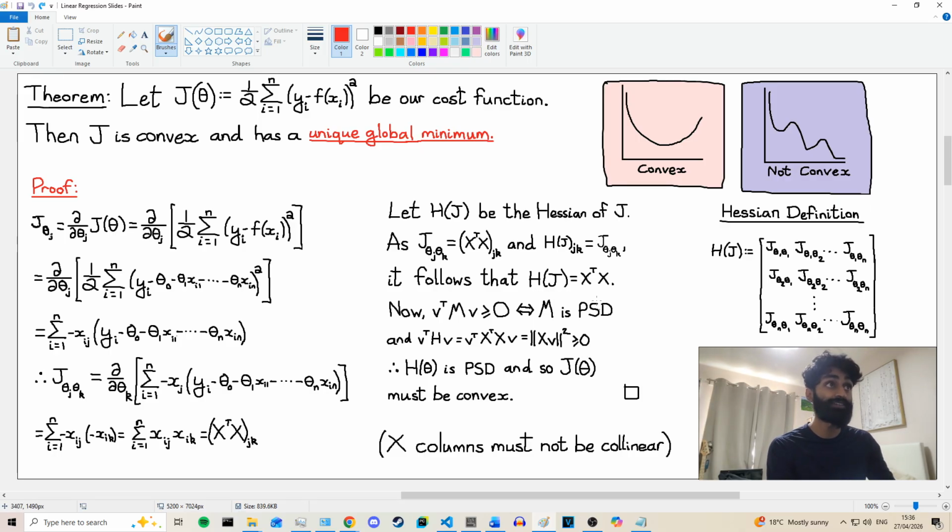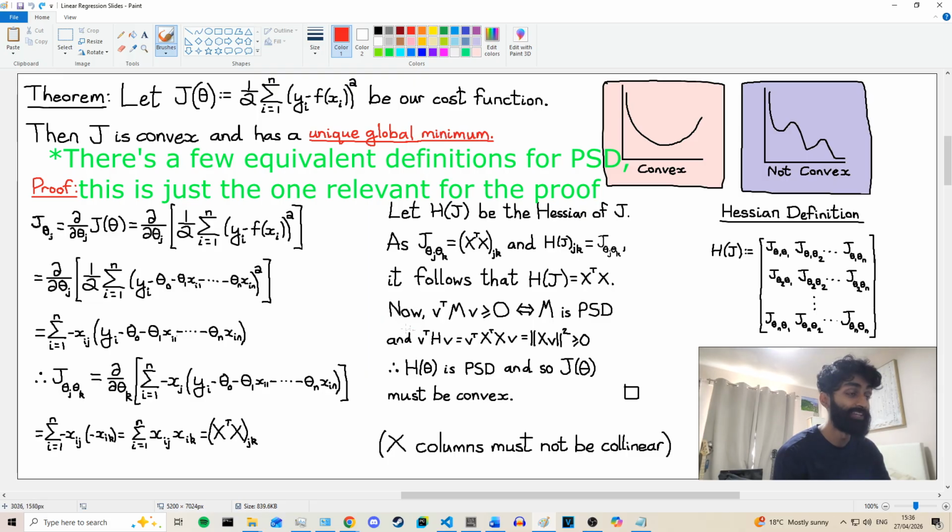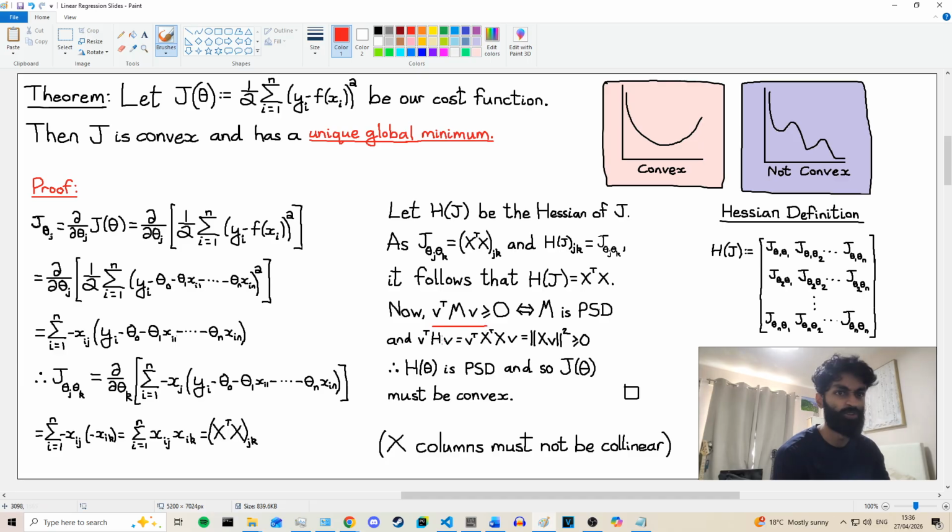So now that we've established this equality, that the Hessian of our cost function is simply X transpose X, we now go into positive semi-definiteness. The definition of positive semi-definiteness is literally just this quadratic form being positive. This is just called the quadratic form for M. The reason we care about positive semi-definiteness, I've not written it down, but if the Hessian is positive semi-definite, that then means the surface it represents is convex.